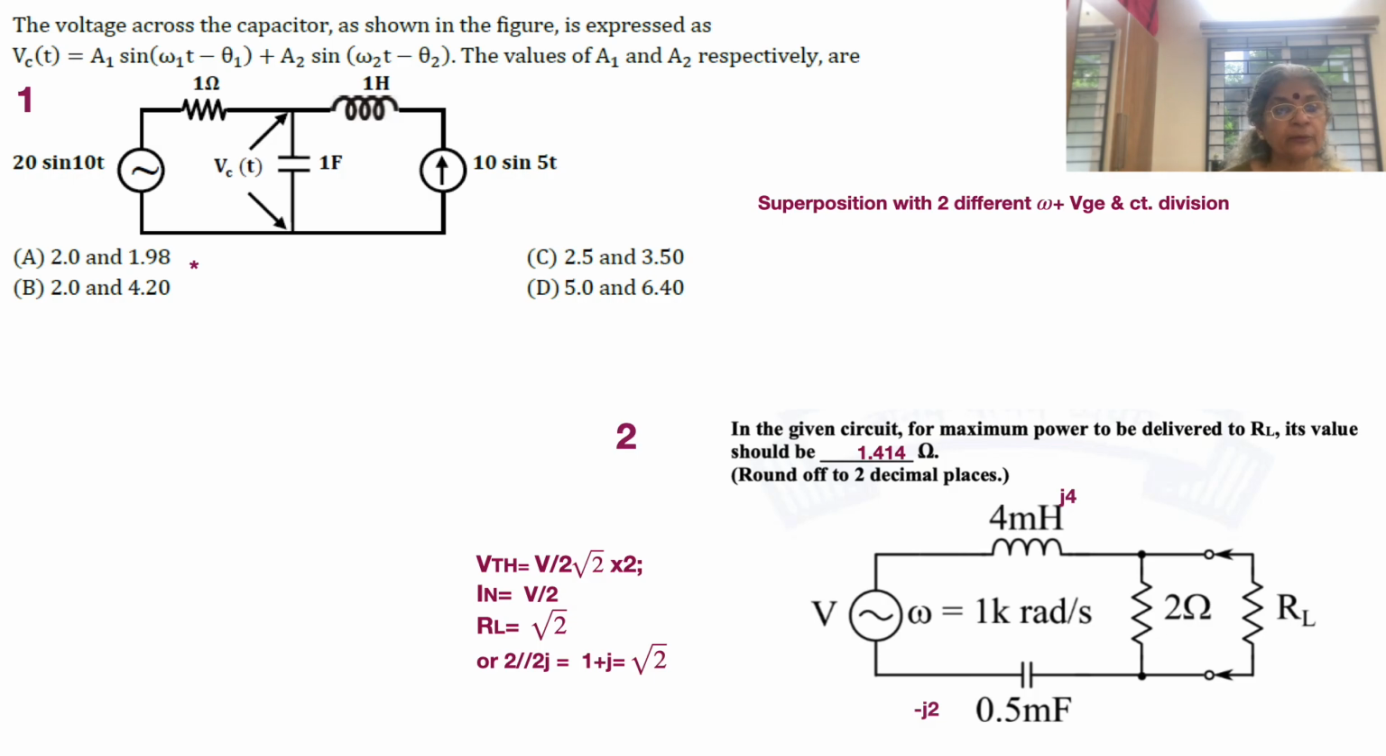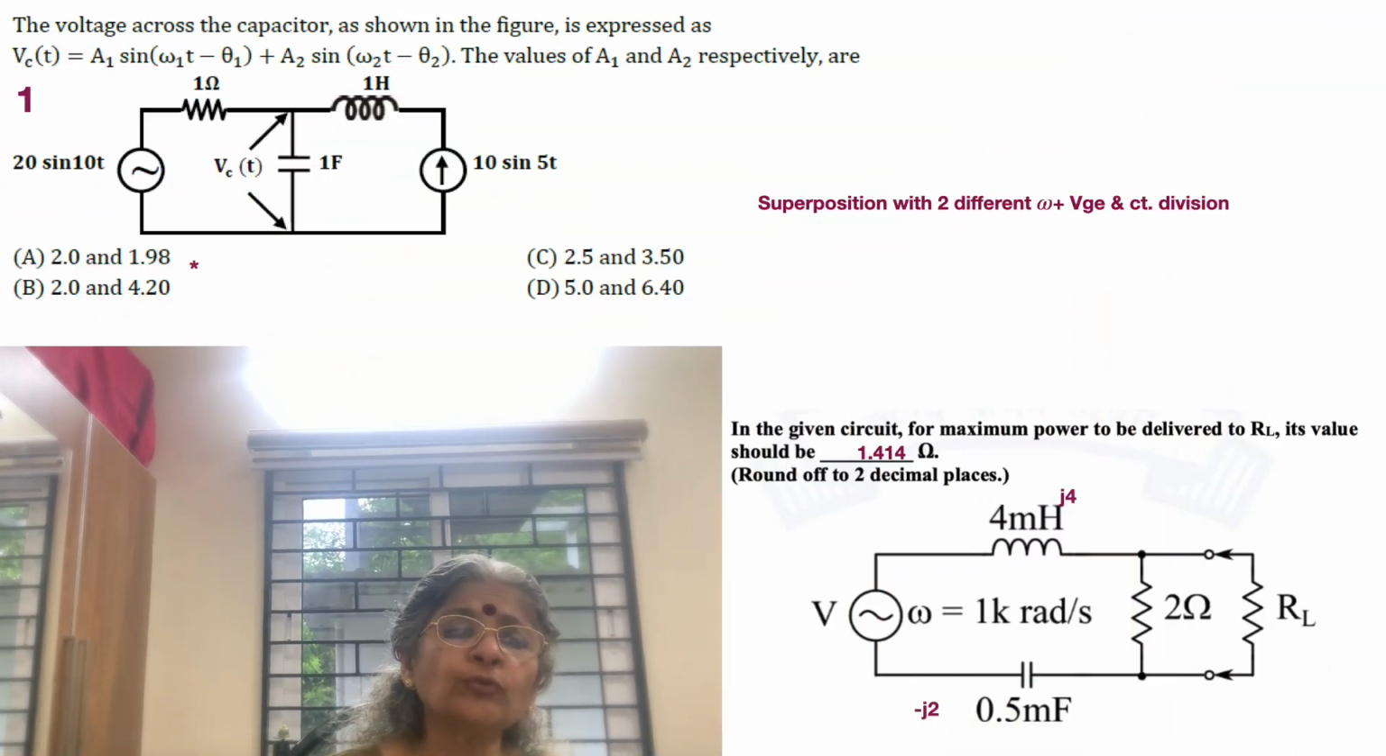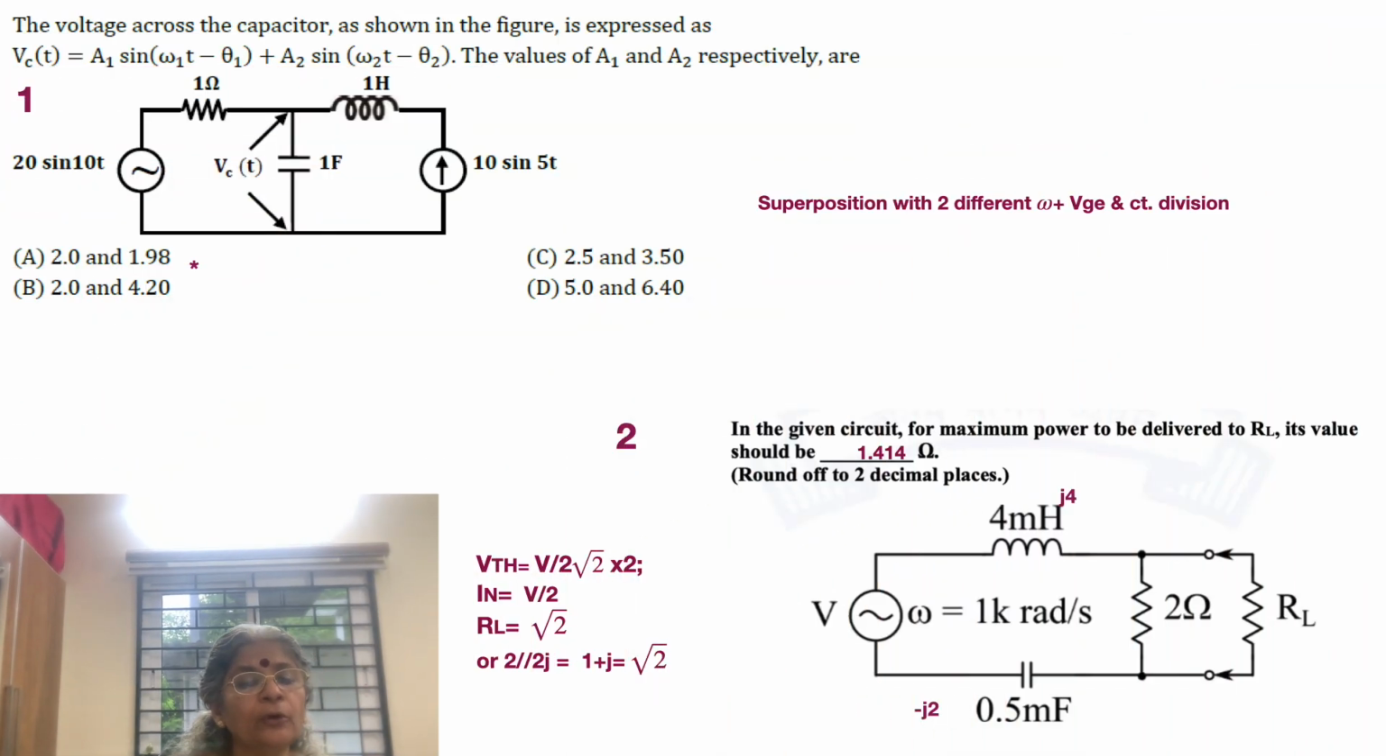So now we have a potential divider, and how does the potential divide itself? 20 is shared between the two. And why do we look at 10, 20? Because the solutions are given as A1 sine omega 1 t minus theta 1 and A2 sine omega 2 t, which means the maximum values are applicable. So it is going to be 20 into 1 by 10 divided by 1 plus 1 by 10.